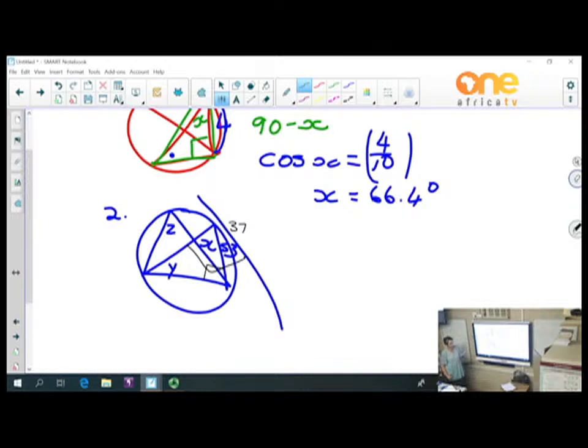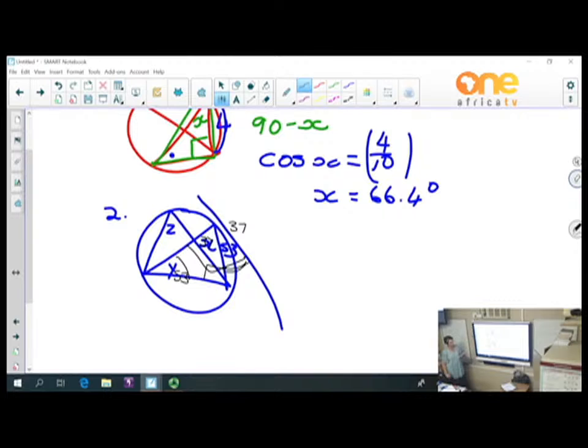Okay, so what is the size of Y? If this one is 37, then 53 again. So Y is 53. And then in the triangle, 180 minus 90 minus 37 is 53. Can you also see that this one is the exterior angle and this is the interior angle there? So you can also use that fact.